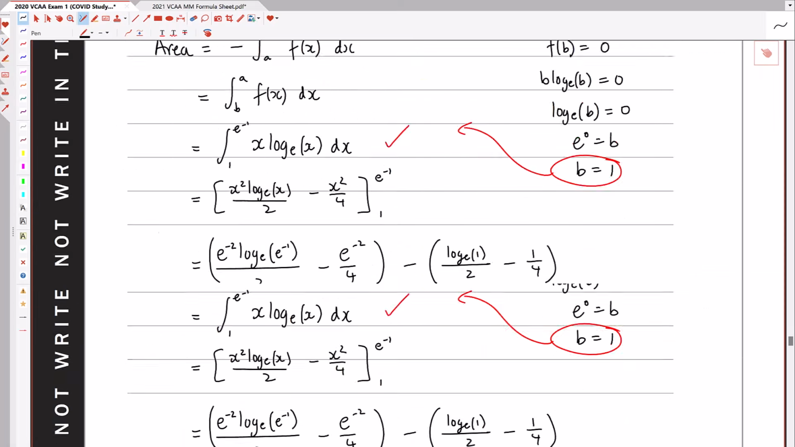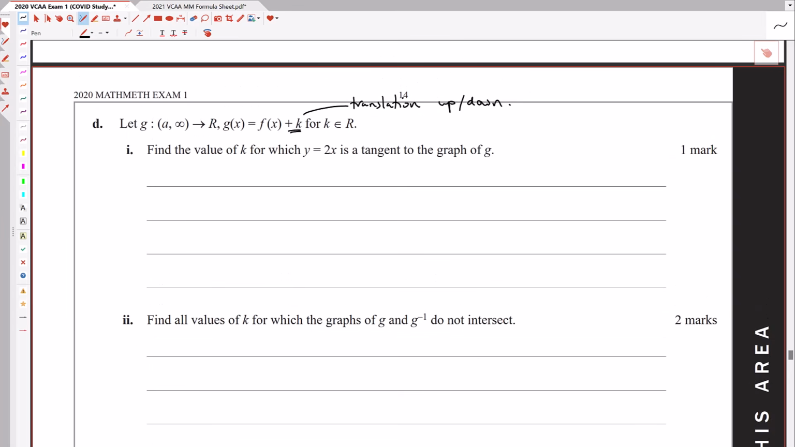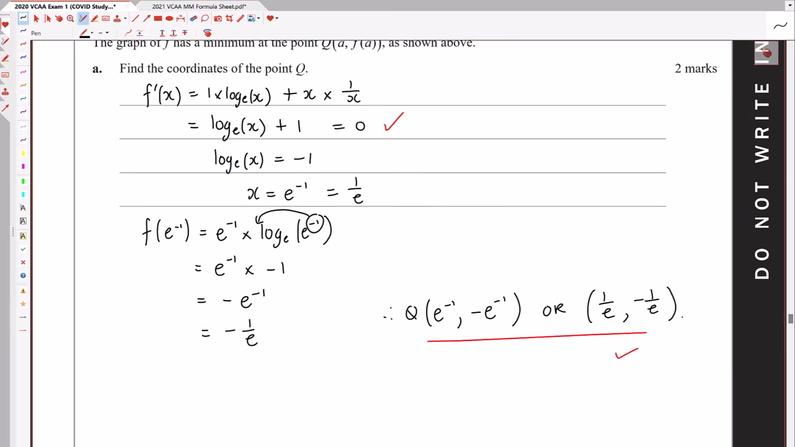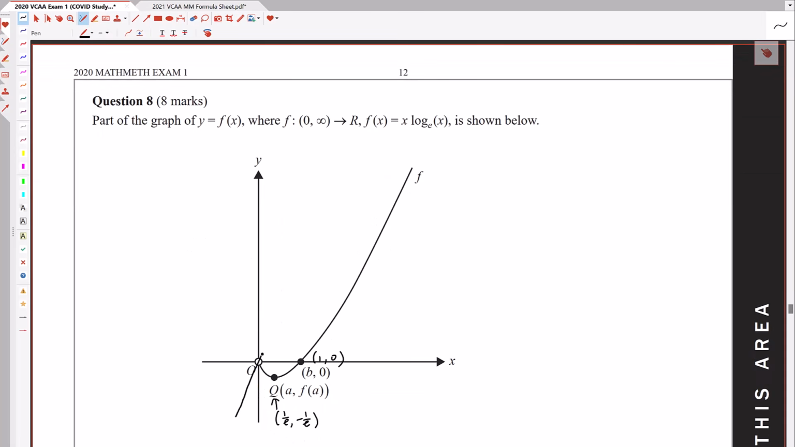So, part 1 of this question, find the value of k, so how much would we have to translate f of x up or down by, for which y equals 2x is tangent to the graph of g. Okay, so let's go back up to our graph again. Okay, so y equals 2x is going to look something like that. So the question is, how far up do we have to shift this so that this shape is tangent?